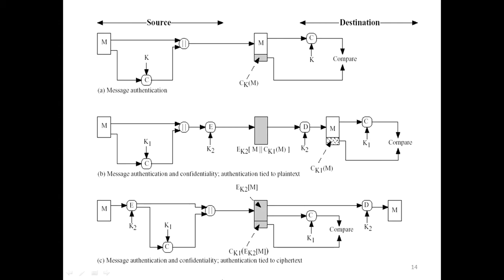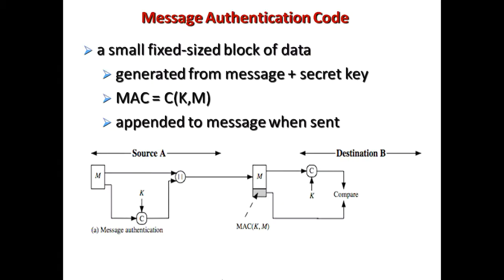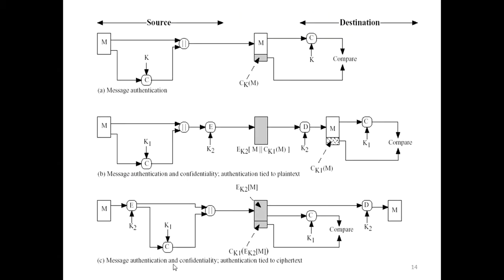Now this is a simple authentication, the same diagram. Now we go for confidentiality, authentication tied to the plain text. Both authentication and confidentiality. Here K1 and K2, two keys, are used. What does this mean? First, there is a message.